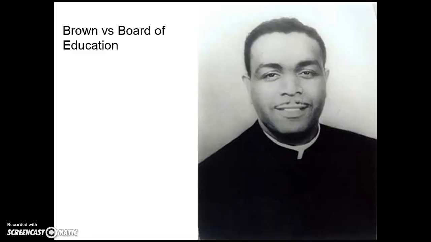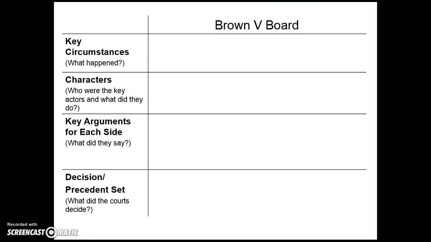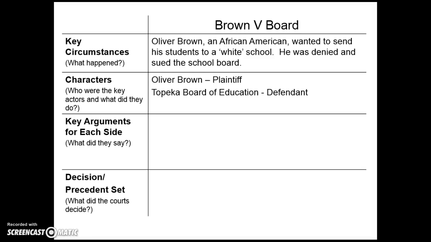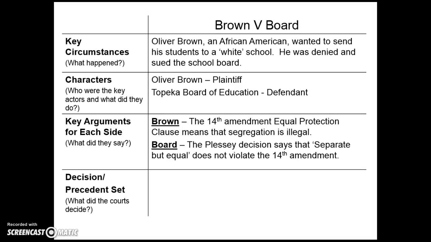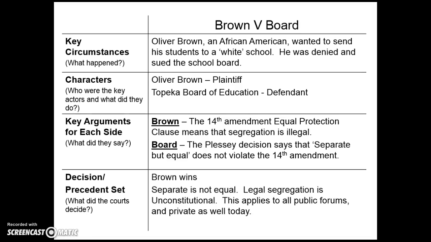But one gentleman, Oliver Brown, lived in Kansas and wanted to send his daughter to the closest school, which was a white school. So he sued and said that Kansas's policy of having separate schools for black and white students violated his 14th Amendment Equal Protection Clause. Just as a little recap up here, if you want to pause it and take a look at these things. His argument, again, is that the 14th Amendment is violated. Kansas's argument is that Plessy versus Ferguson has already decided this, so there shouldn't be any issues. But, as most of you know, Brown wins, and the court overturns Plessy versus Ferguson.